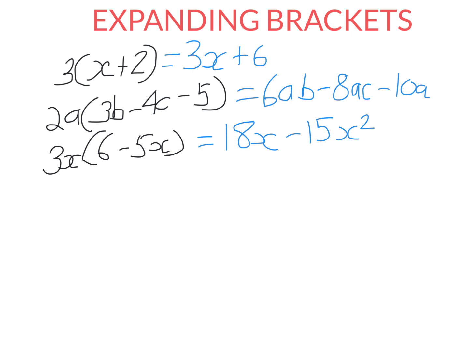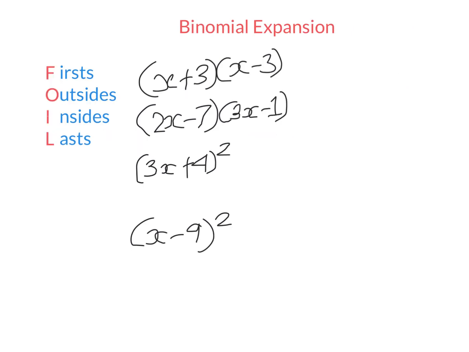So now what we're going to do is look at expanding 2 sets of brackets. When we're expanding 2 sets of brackets like this, it's called a binomial expansion. How you do that, you can use the FOIL method. FOIL is just an acronym, each of these 4 letters representing something. It just helps us keep track of what we've multiplied by what.